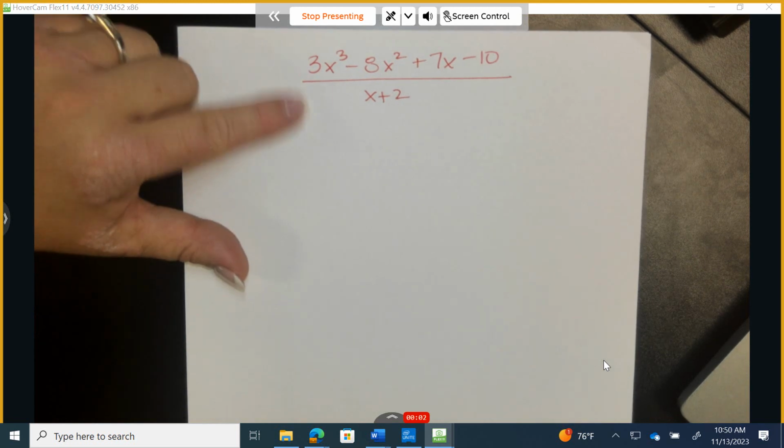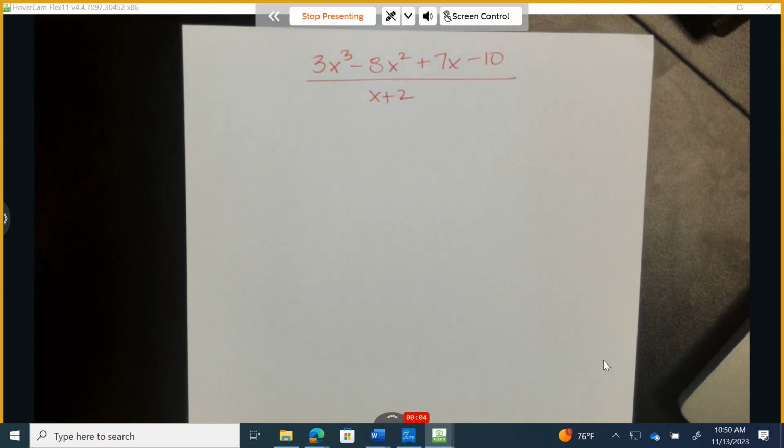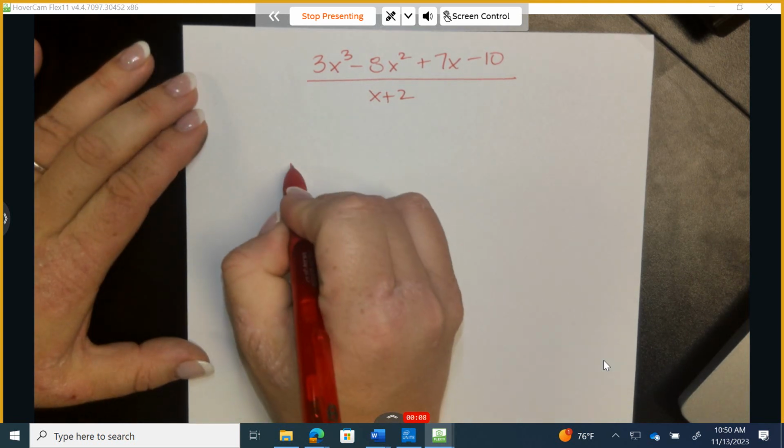We are going to divide this expression using two different methods that you have learned. So all eyes up here, please shut the door for me.